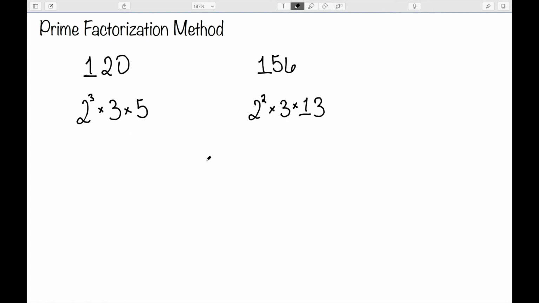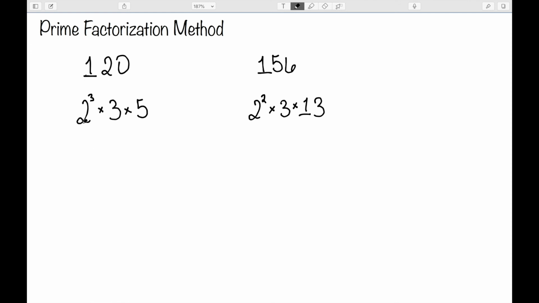Next, I want to look at the prime factorization method for finding the greatest common factor. As an example, let's consider 120 and 156. The first step on the prime factorization method is to find the prime factorization. The prime factorization for 120 is 2 cubed times 3 times 5. And the prime factorization for 156 is 2 squared times 3 times 13.